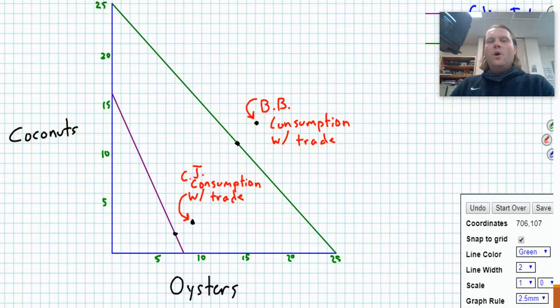Just assume that what we want, our unlimited wants, is to consume outside of this line. If we can get outside of this line, that's going to be better.